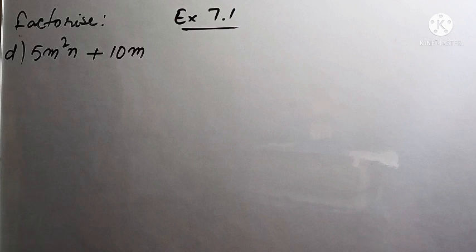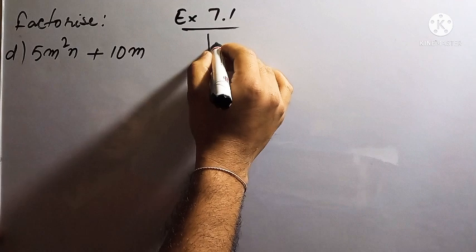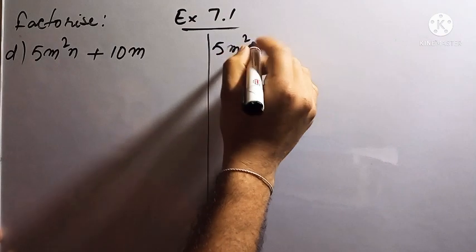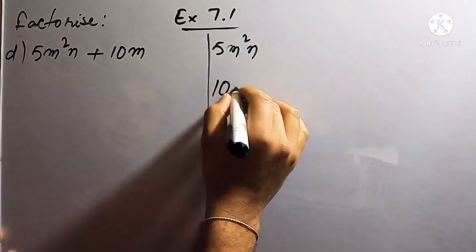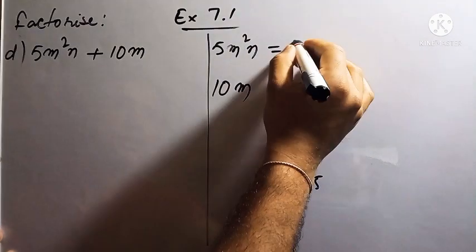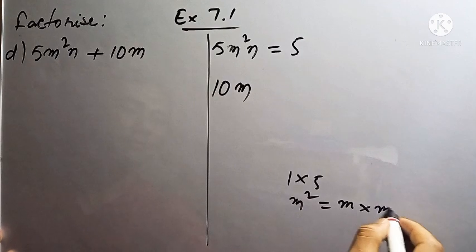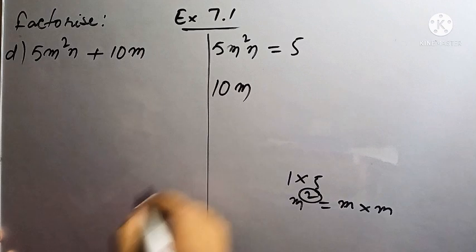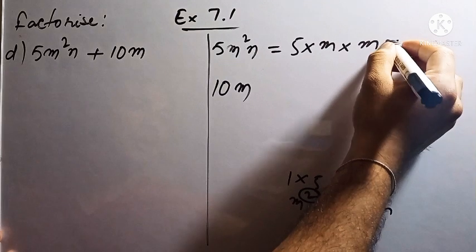In this question D, we have 5m square n plus 10m. Even here we have 2 different terms. So let me write here 5m square n, and the other term is 10m. 5 is nothing but 1 into 5. So let me just write here 5 only. m square means m into m. I have to write here 2 times because the power is 2. So here m into m, and next we have n. Then I'll write here n.